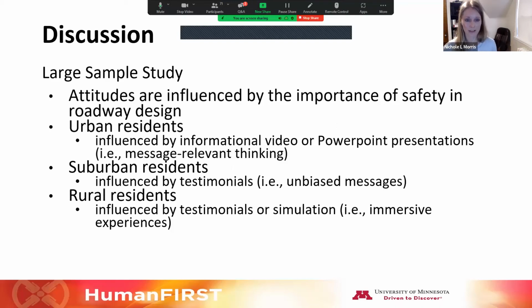The suburban residents really liked the testimonials where they felt like the message was unbiased. And then the rural residents, again, liked the testimonial and the simulation. I think the simulation was really cool, what we did, and a good opportunity to give people some practice going through an RCUT without actually having to drive through one. And if you're pairing that with the testimonials, I think that could really be a slam dunk among many rural residents. They know how to get through it. It's going to increase their confidence, and they're going to have heard from people they now trust that this is an effective method.